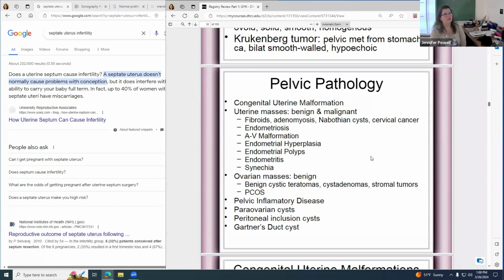endometriosis, which is endometrium that can actually grow into the bowel. It can grow into the ovary. It can wreak all kinds of havoc. AV malformation, endometrial hyperplasia, endometrial polyps, endometritis, which is an infection within the endometrium. Synechiae, which is scar tissue. Ovarian masses that are benign can include benign cystic teratomas, cystadenomas, stromal tumors, and then PCOS.